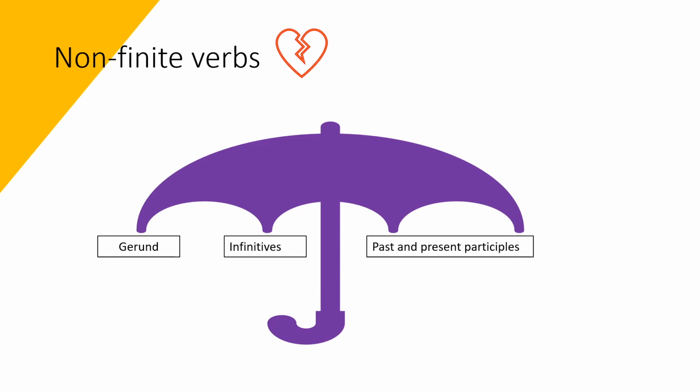For non-finite verbs, we have an umbrella. We have a gerund, infinitives, and participles, which include a past and a present participle. Let's now look at all these different verbs in more depth.